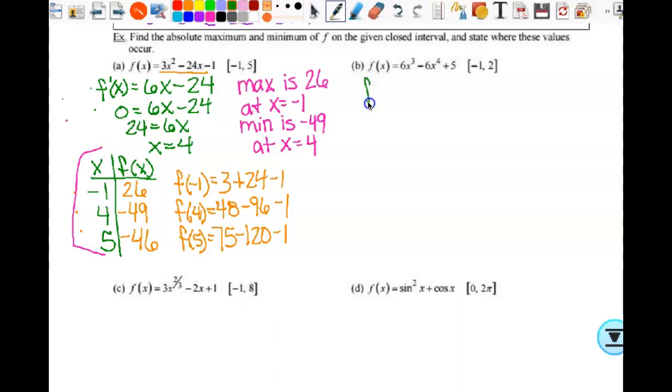We're going to do f prime of x. It's going to give me 18x squared minus 24x cubed. And then that's it, right? Okay, so we're going to set that equal to 0 and find your x values.